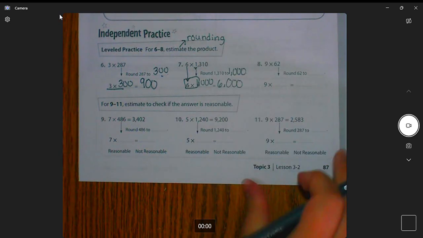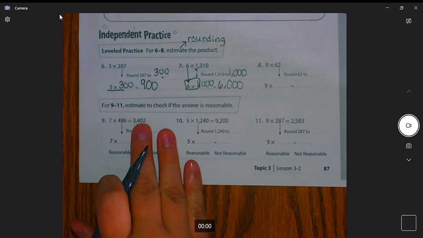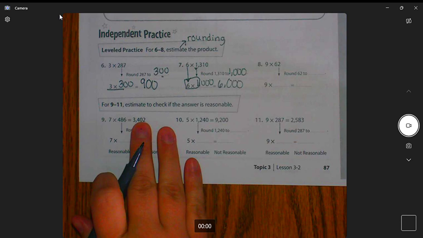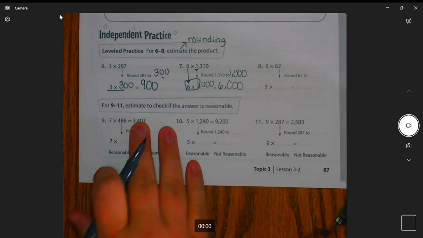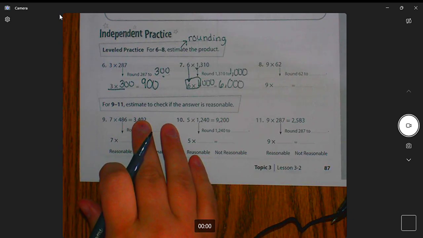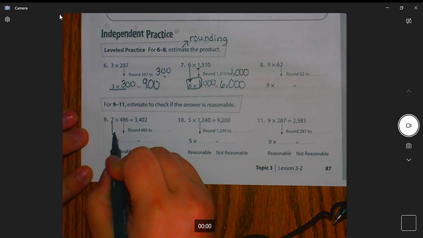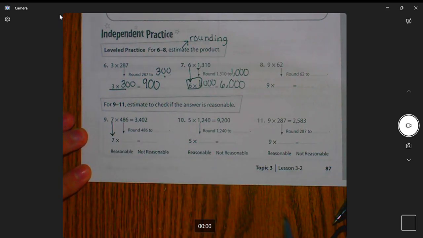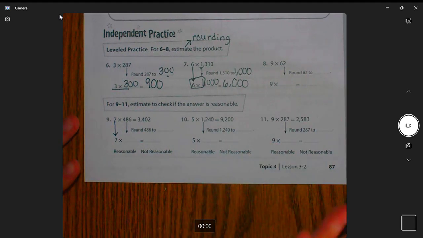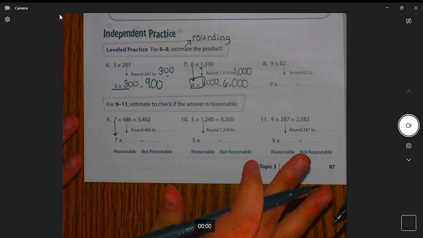All right. Now we're going to look at seeing if my answer would be reasonable or not reasonable. They've given me the exact product. I'm going to use my rounding skills to tell me, yes, this would make sense. No, this would not make sense. So again, single digit factor always comes down, at least in 4th grade math. 5th grade math, it gets a little bit different. But in 4th grade, because we're just learning, my single digit always comes down.